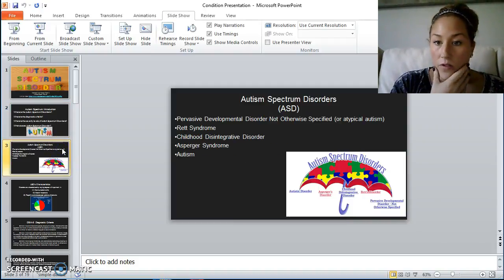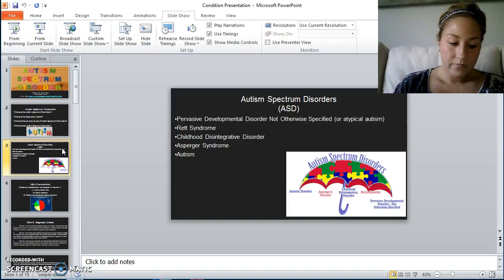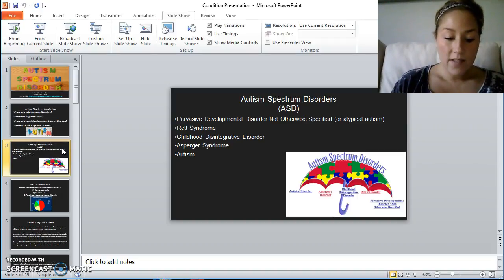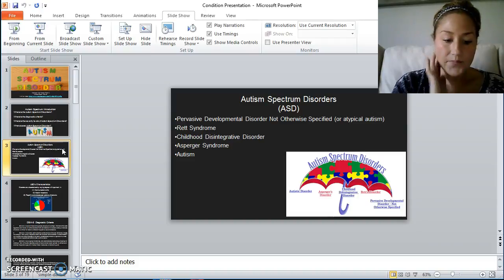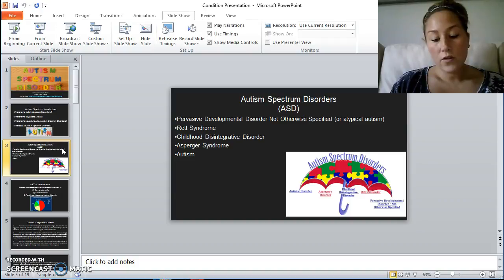Autism spectrum disorders, also known as ASD, can also be referred to as pervasive developmental disorder, Rett syndrome, childhood disintegrative disorder, Asperger's syndrome, or autism. The term pervasive developmental disorder refers to a group of conditions that involve delays in the development of many basic skills, such as the ability to socialize with others, communicate, or use imagination.